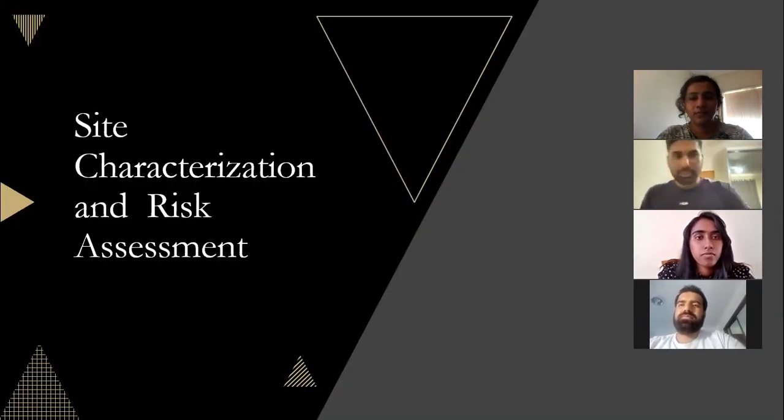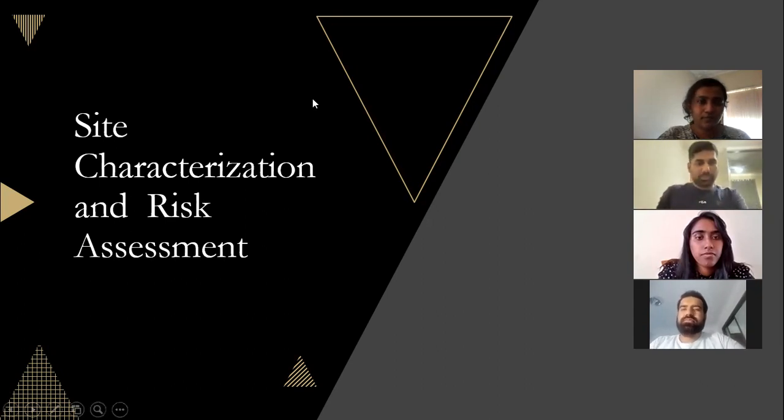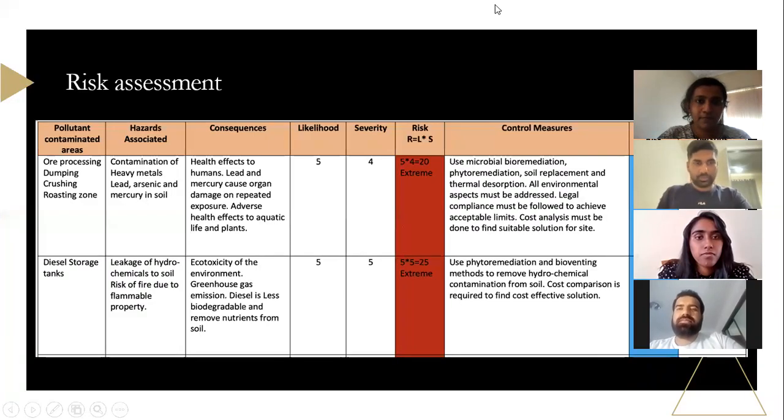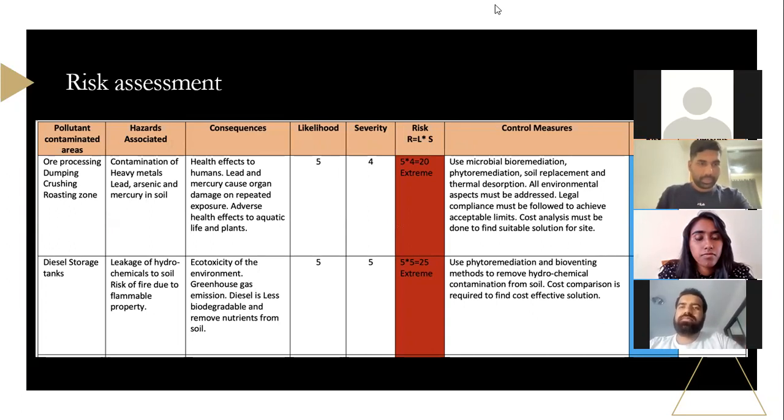I will start by describing the site characterization and risk assessment. The first pollutant contaminated area is the ore processing, dumping, crushing, and roasting zone, which has heaps of contamination of heavy metals, including lead, arsenic, and mercury. These heavy metals have very severe health effects on human and aquatic life. I also calculated the risk rating, which is pretty high. The remedies suggested are microbial bioremediation, phytoremediation, soil replacement, and thermal desorption.